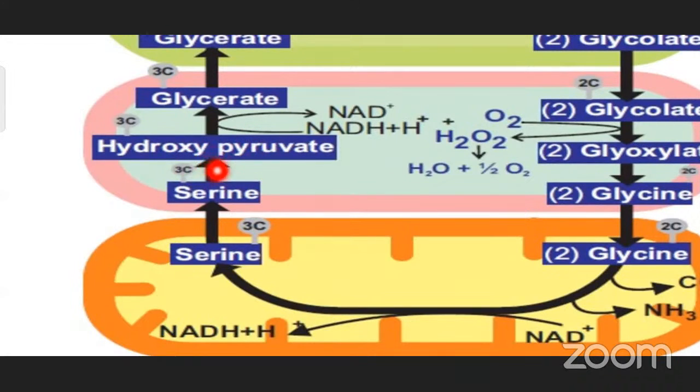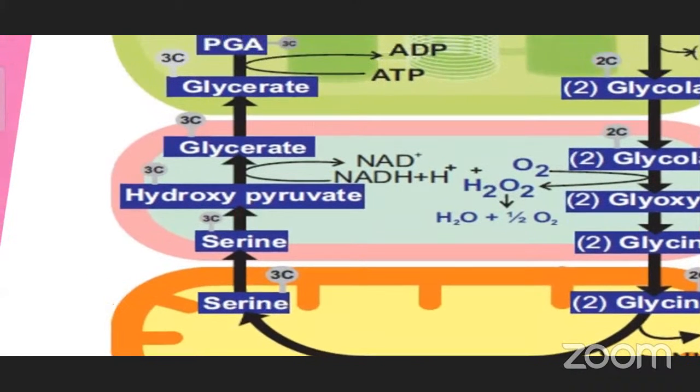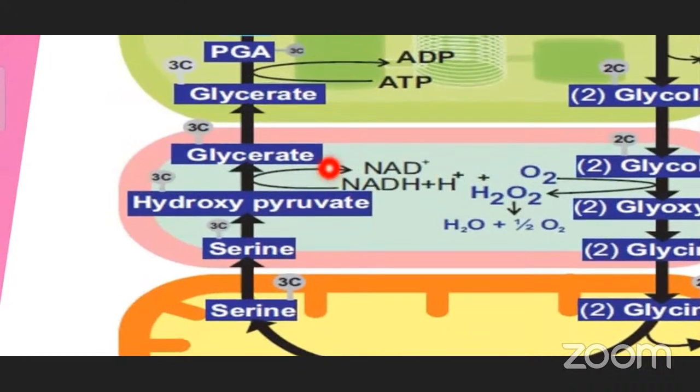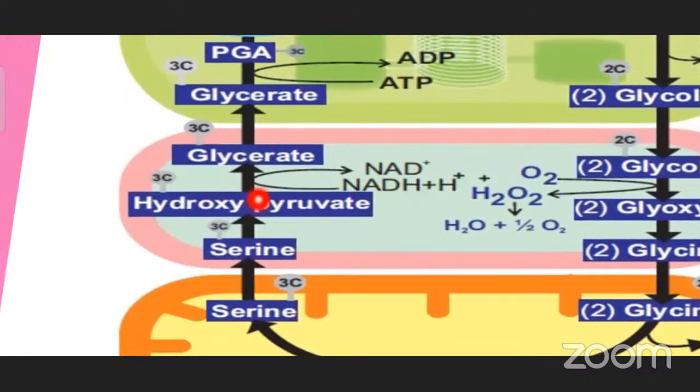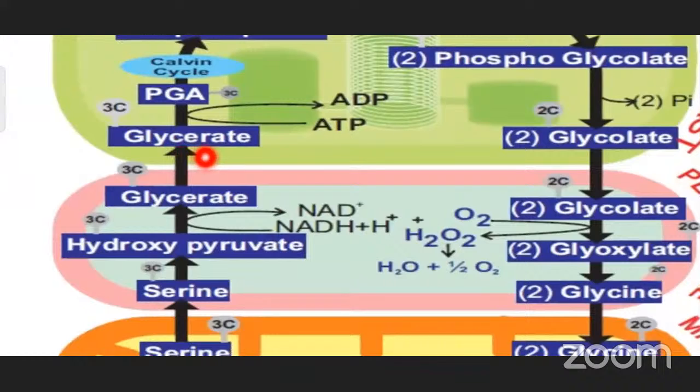Now when it is becoming hydroxypyruvate, at this moment you can see NADH2 will be added and it is going to become NAD, and it will form the glycerate. That means the hydrogens are removed here and glycerate formation is taking place. This glycerate will enter back again into the chloroplast, and while entering the chloroplast, immediately ATP will be added. ATP means phosphate is added. When phosphate is added, it will become phosphoglycerate or phosphoglyceric acid. That is nothing but PGA.